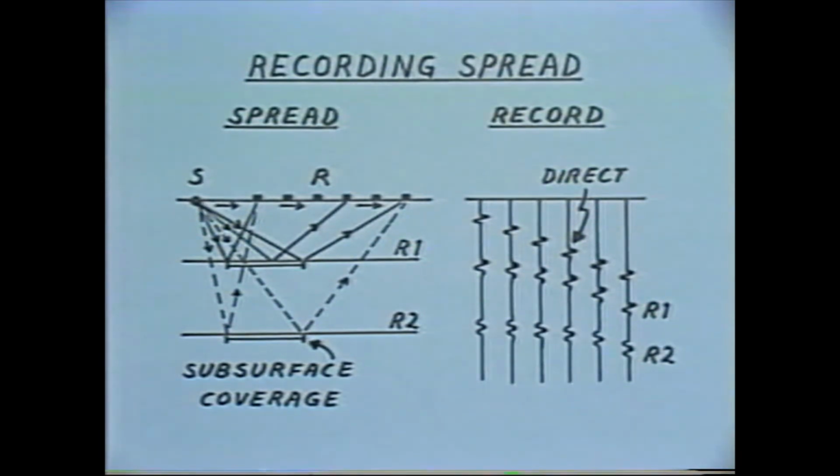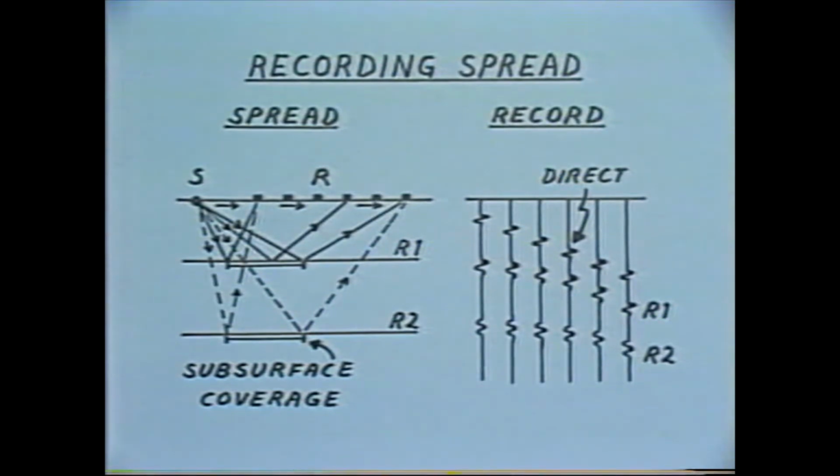Now, in this particular example, we've just taken a very simple case with 6 receivers in the spread, but in practice 48 or 96 receivers are the most commonly used types of spread, although on land as many as 1,024 have been used in one recording spread.